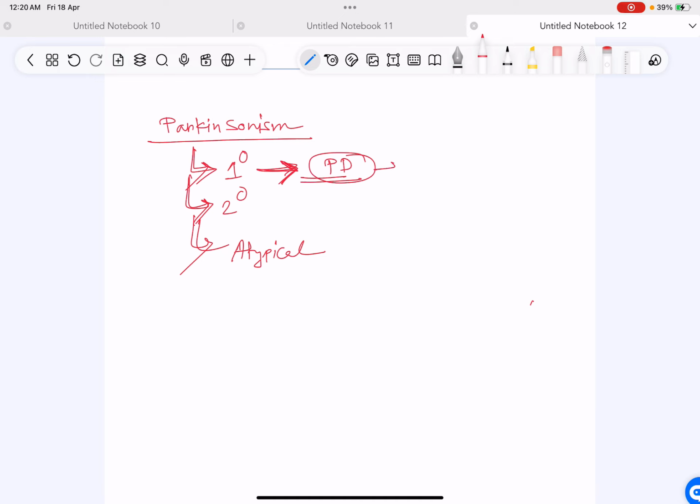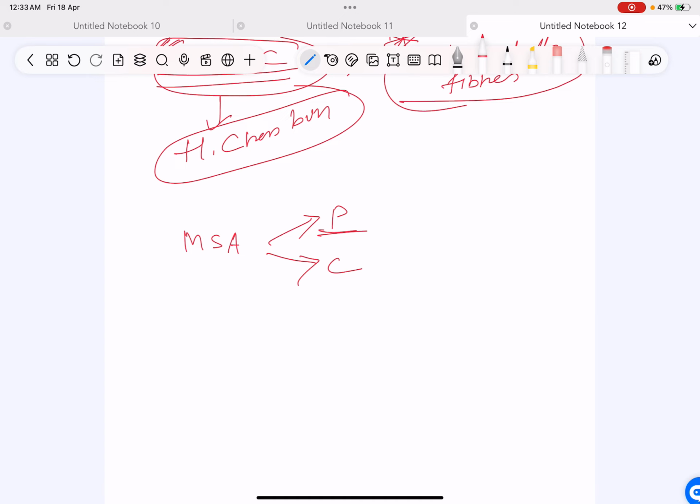So let us talk about MSA. You know MSA is of two types, MSA-P and MSA-C. In P, the predominant features are of Parkinsonism. In MSA-C, the features are predominantly cerebellar. But that doesn't mean that P does not have C symptoms or C does not have P symptoms. Both are seen, but predominantly Parkinsonism in one, and predominantly cerebellar features in the other.